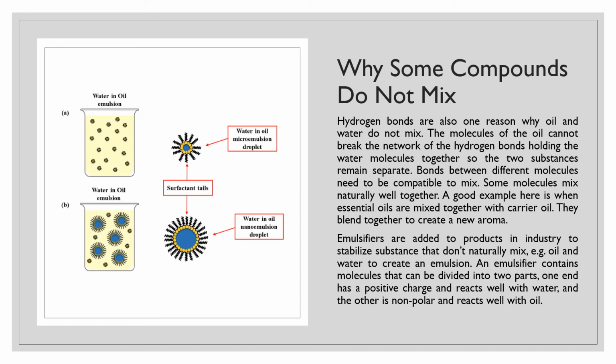Emulsifiers are added to products in industry to stabilize substances that don't naturally mix, such as oil and water, to create an emulsion. An emulsifier contains molecules that can be divided into two parts. One end has a positive charge and reacts well with water, and the other end is nonpolar and reacts well with oil.